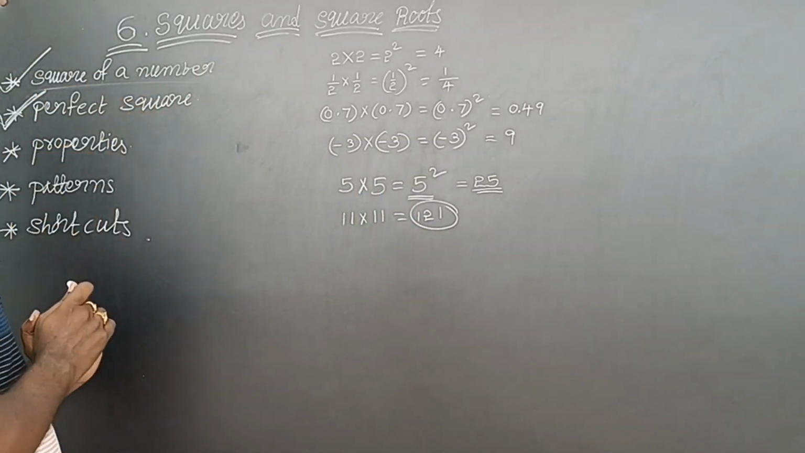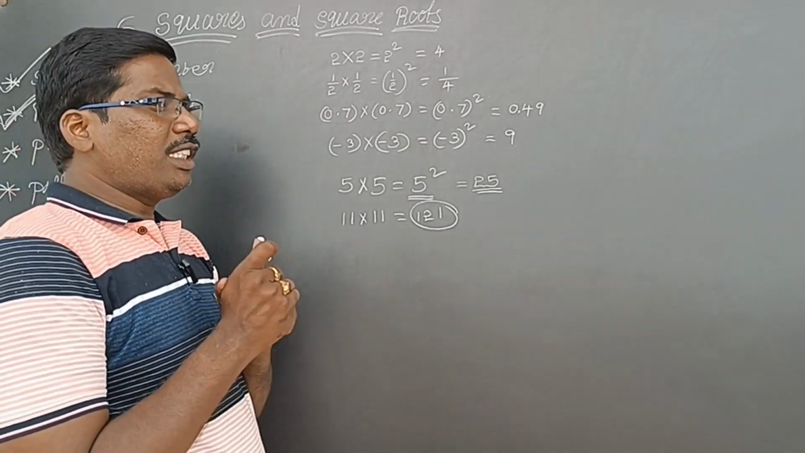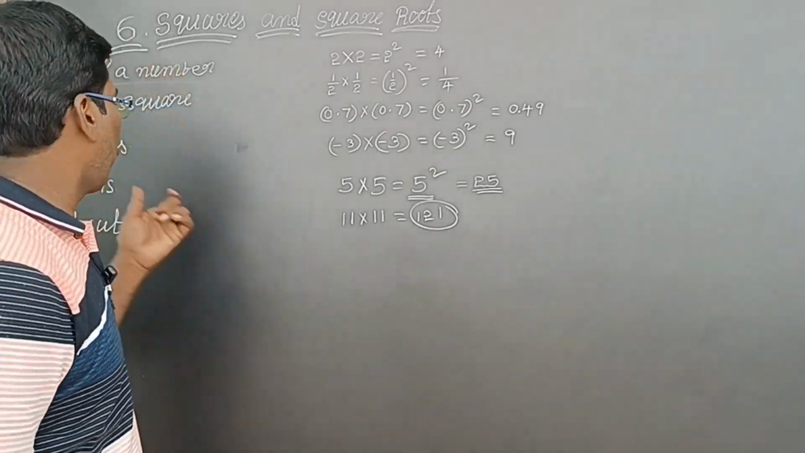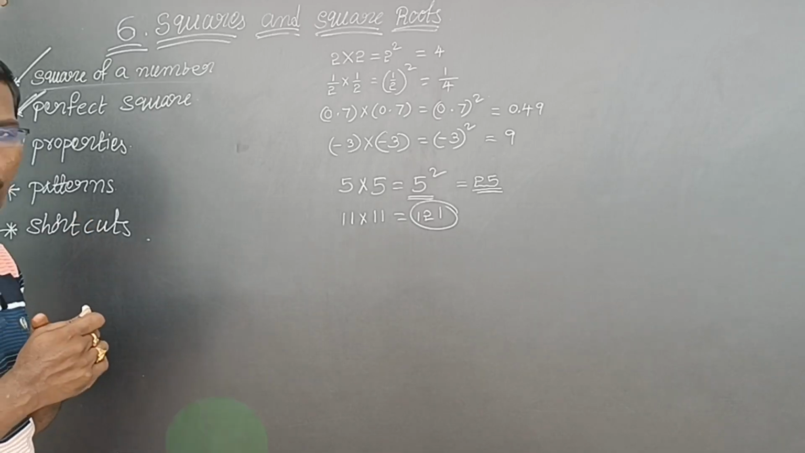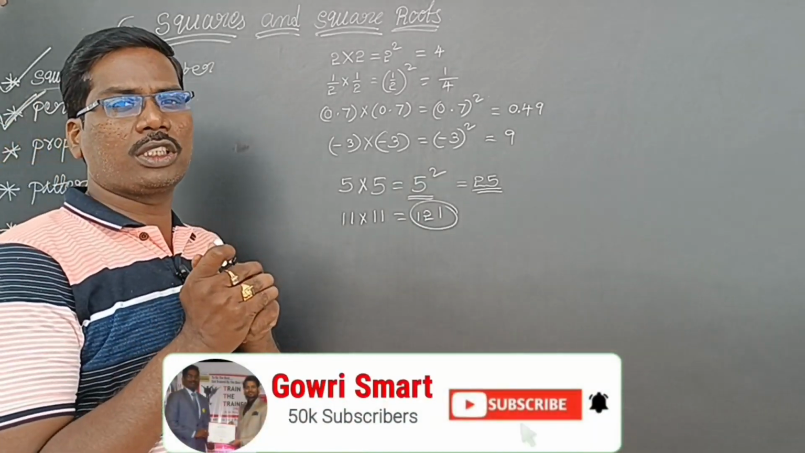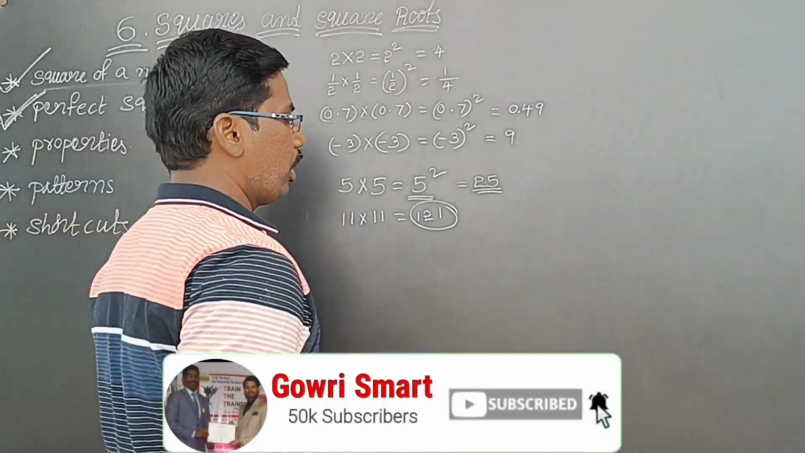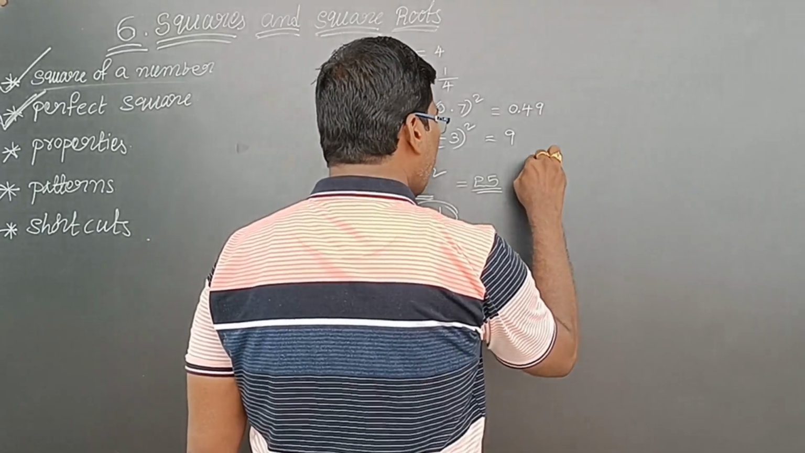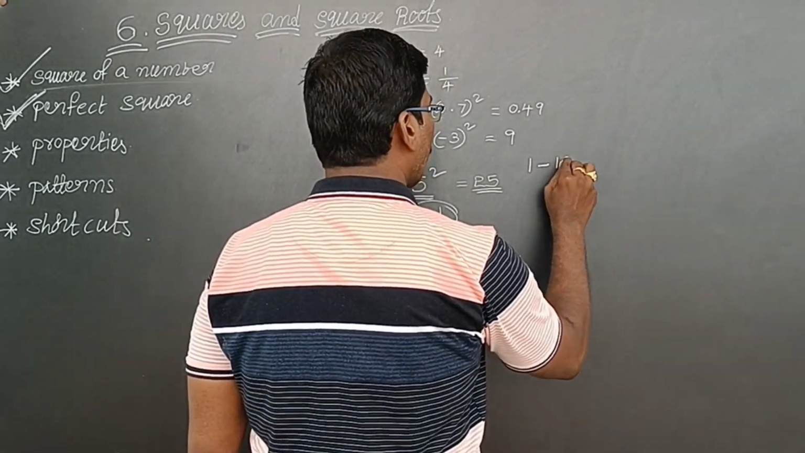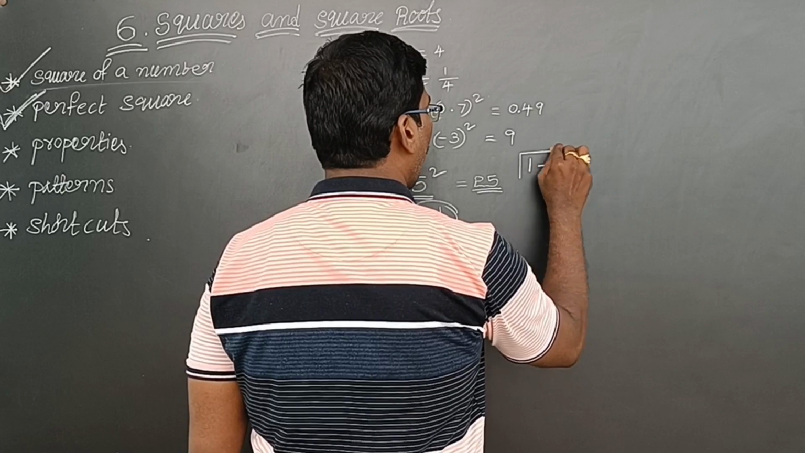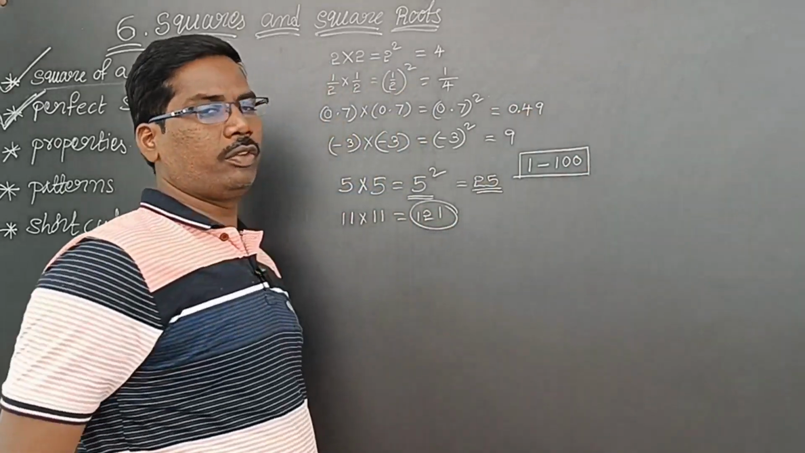Before discussing properties, perfect squares have some important properties, so we have to discuss them. What are those? Let us see. First of all, in squares and square roots, you have to know the squares from 1 to 100.